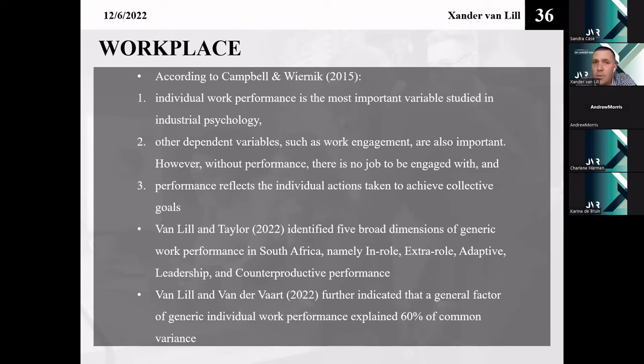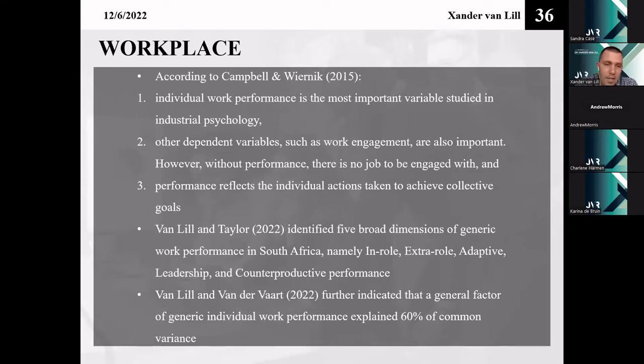There's also adaptive performance, or how we make sense of the chaos in the workplace and maintain our performance while we have to make sense of our environment. Leadership performance, and here I'm not referring to status, but simply informal influence that is exerted by employees on a daily basis. We all can influence other people independent of whether we're managers or not. And then finally, counterproductive performance.